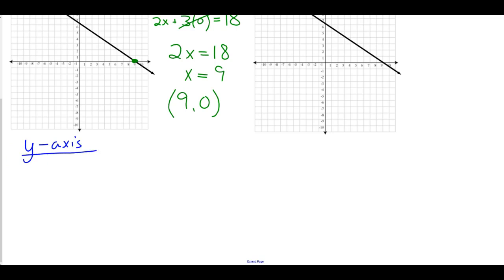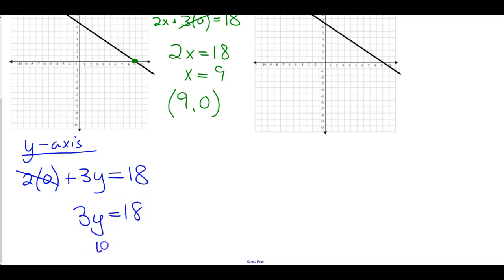Make x 0. Good. So instead of 2x, we're going to write 2 times 0 plus, and this time we keep y, because that's what we're trying to find, equals 18. The x's cancel out this time, so we're left with 3y equals 18. Therefore, y equals, divide by 3, we would get 6.